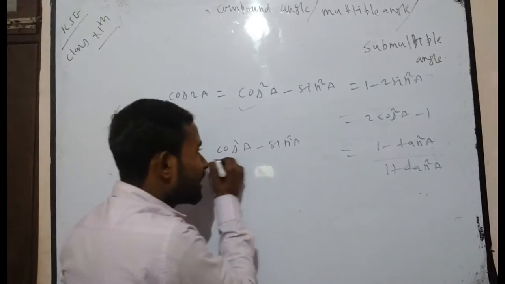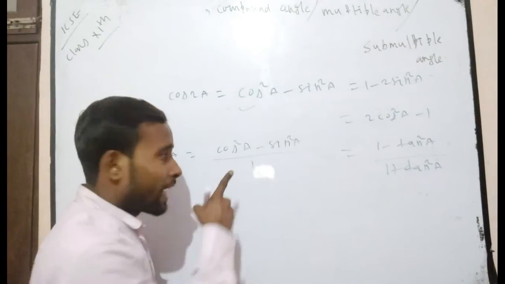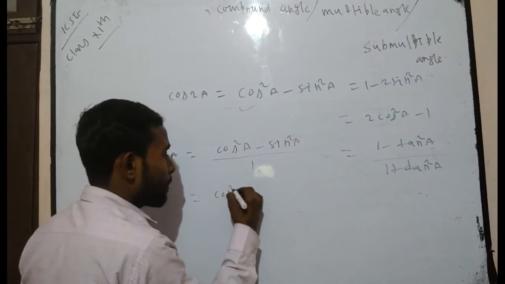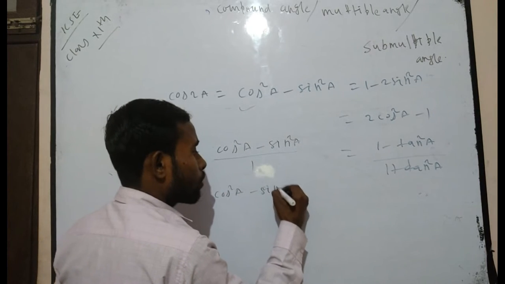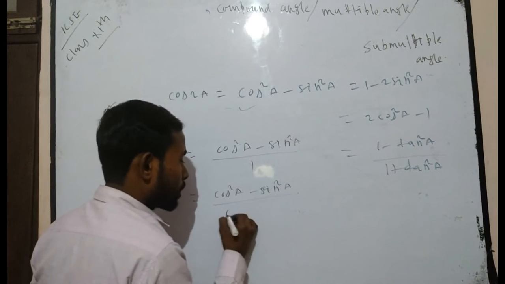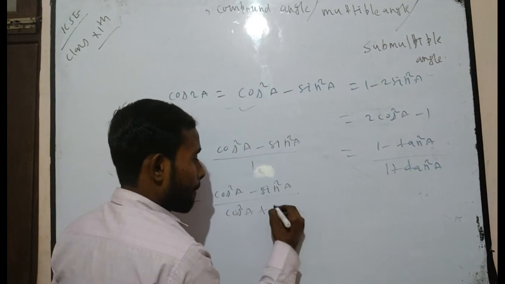Can you write 1 in the denominator? As you know, 1 is equal to cos square a plus sin square a. So you can write cos square a minus sin square a divided by cos square a plus sin square a.